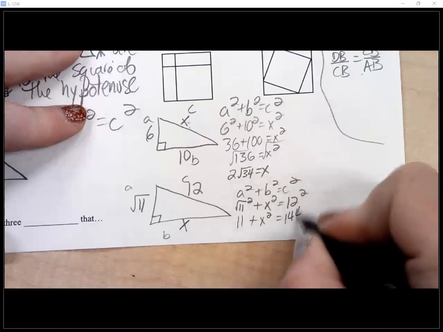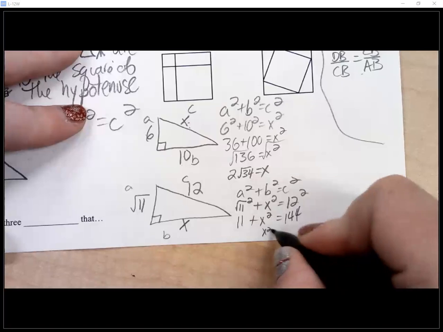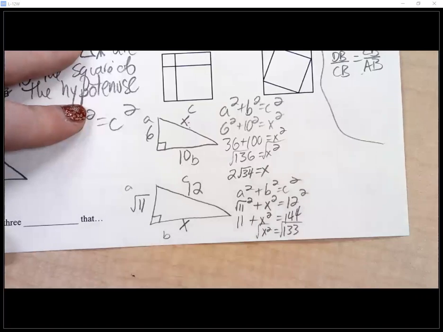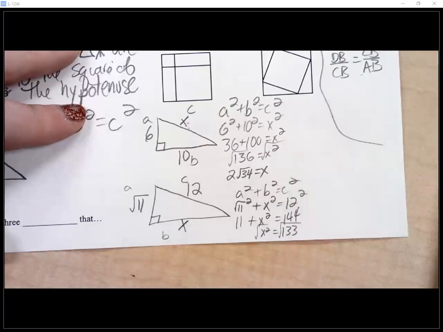Subtract the 11 over, what's that, 133, and then whatever the square root of 133 is. Is 133 prime? Oh, 7 and 19 go in. But I don't think it has any perfect square factors, so I think I'm actually done with just the square root of 133.